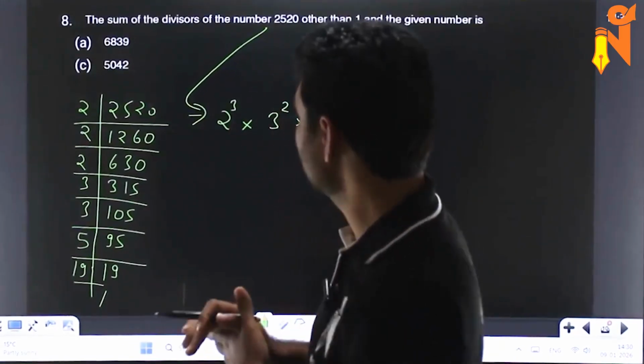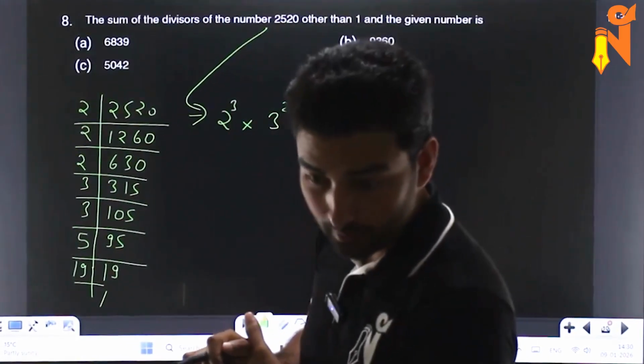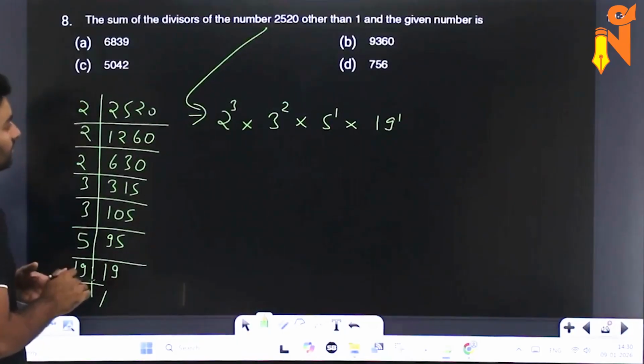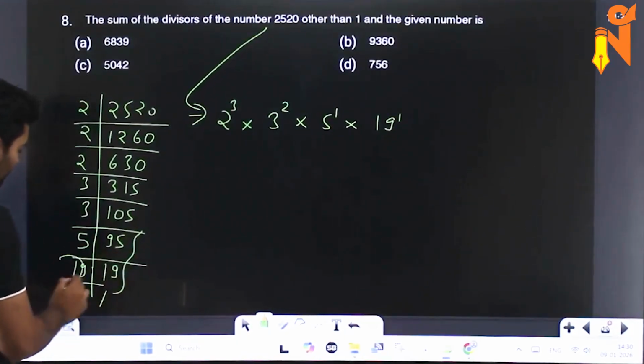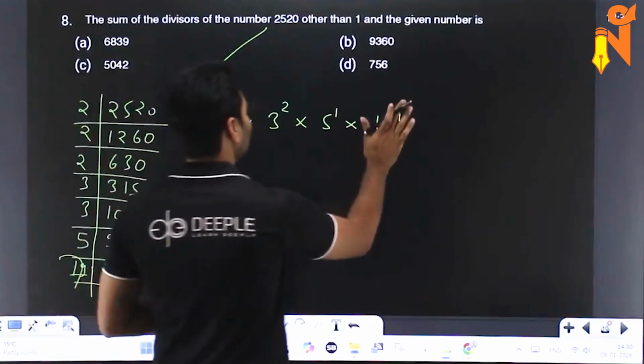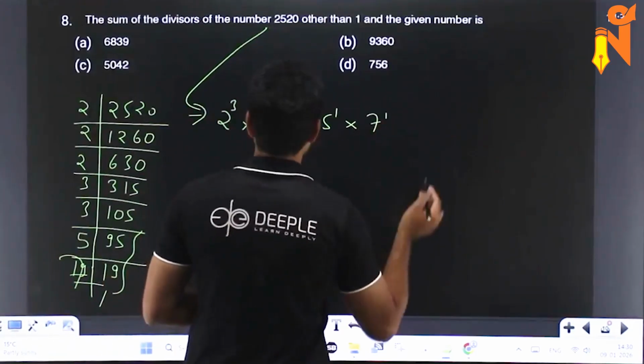This should be 3 square and 5 power 1, 7 here. Okay, I think that this number is wrong. Please check this part. I think this should be 7 here. Whatever, so this 7 here. Please check this properly. Next.